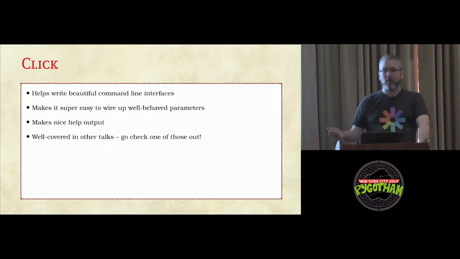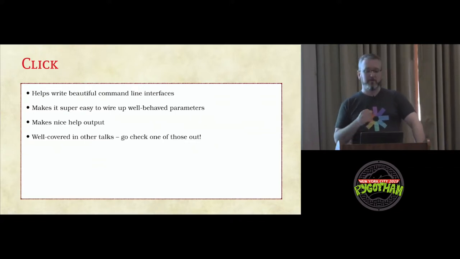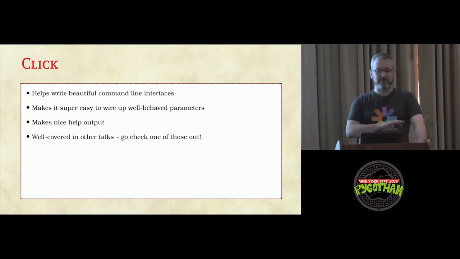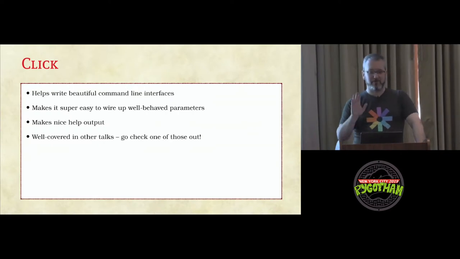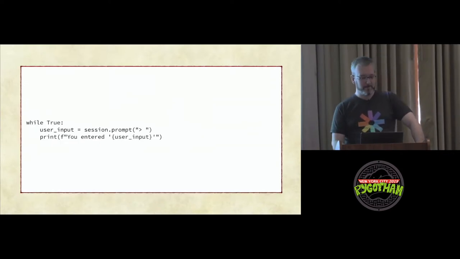So then we might want to know where our party file is coming from or be able to use different ones at different times. So Click is a really helpful library for this. Click helps us to write beautiful command line interfaces. It makes it super easy to wire up well-behaved parameters, and it makes really nice help output. It's also well covered in other talks. Go check one of those out. I'm not going to get into a ton of detail today.